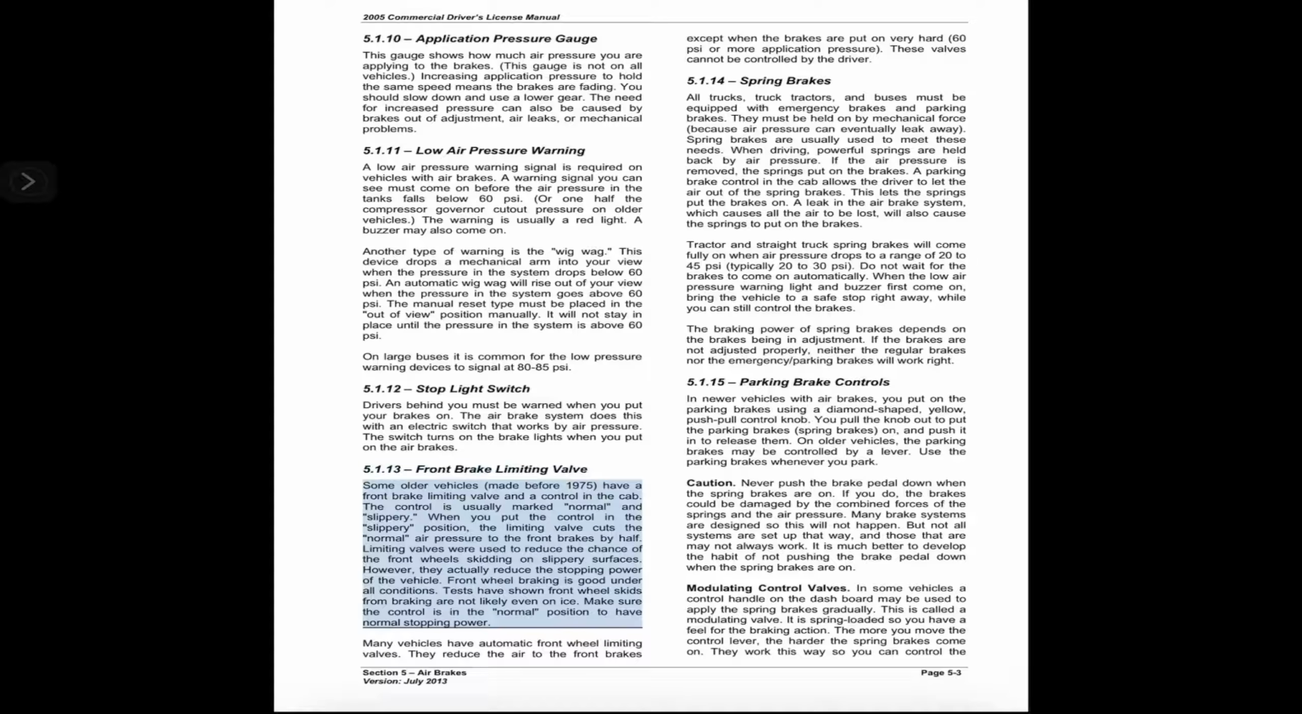Front brake limiting valve. Some older vehicles, made before 1975, have a front brake limiting valve and a control in the cab. The control is usually marked normal and slippery. When you put the control in the slippery position, the limiting valve cuts the normal air pressure to the front brakes by half. Limiting valves were used to reduce the chance of the front wheels skidding on slippery surfaces. However, they actually reduce the stopping power of the vehicle. Front wheel braking is good under all conditions. Tests have shown front wheel skids from braking are not likely even on ice. Make sure the control is in the normal position to have normal stopping power.